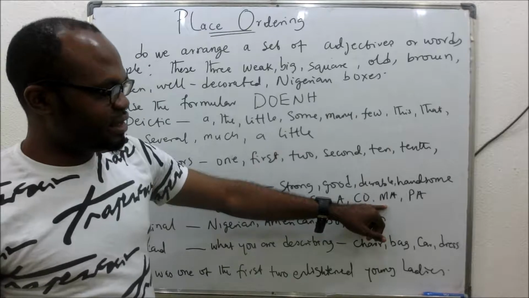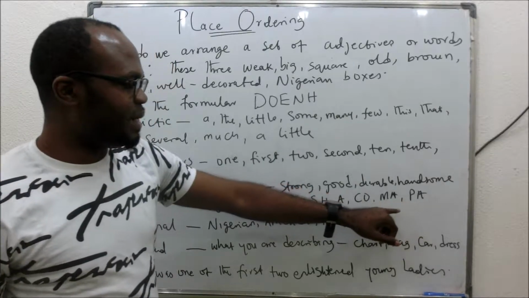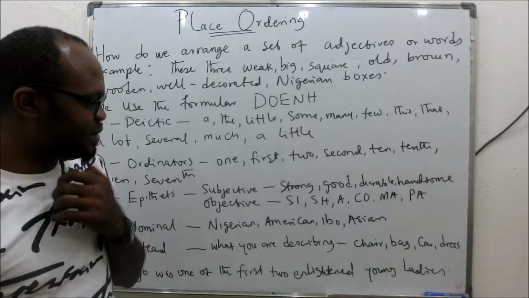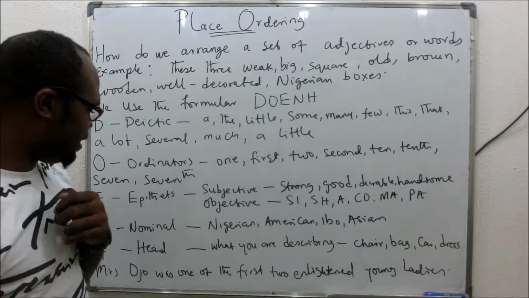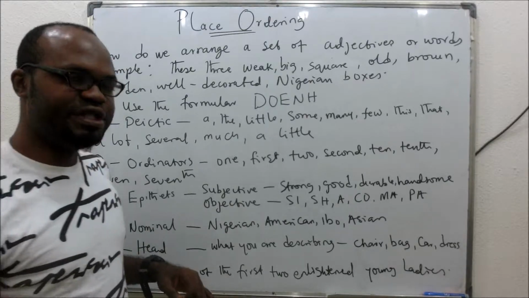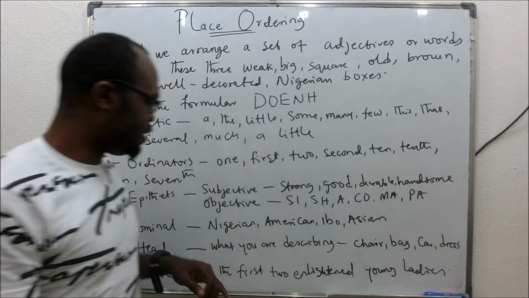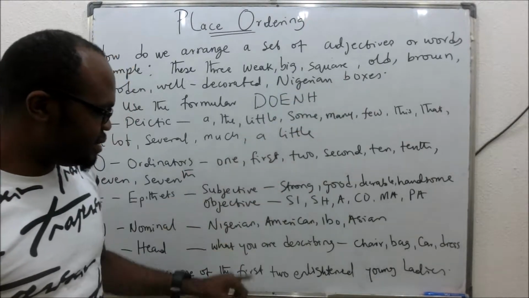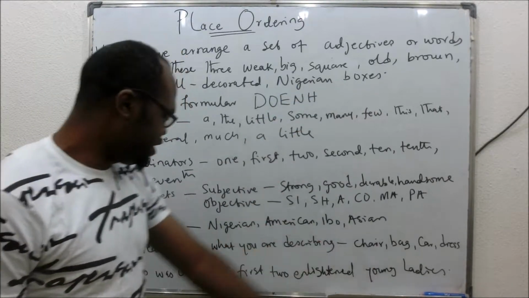Material, the material that something is made up of. So those are those for epithets. Then you talk about nominal. Nominal, you're talking about the origin or the maker of that very product. So you talk about Nigerian, so Nigerian boxes, American, Igbo, Asian.